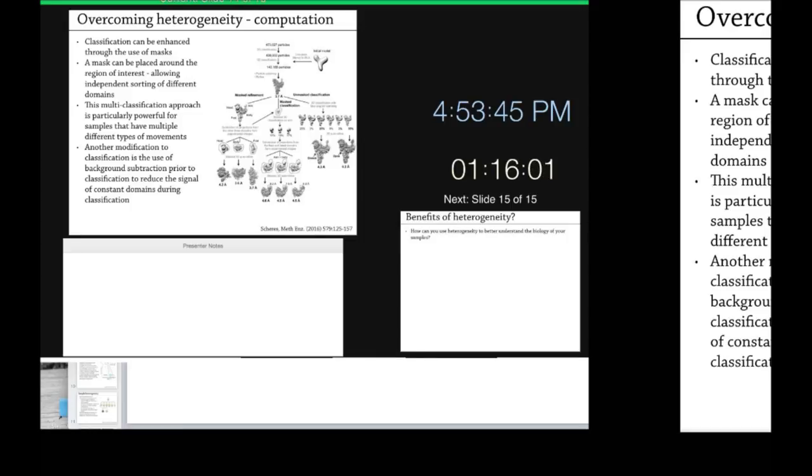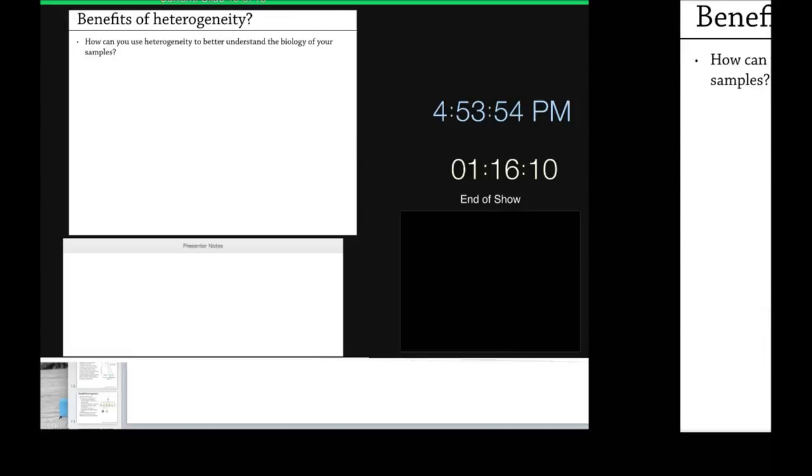So this is just a little bit more multi-classification, using masking, and then background subtraction. These are the approaches that they used there. And then the thing that I wanted to end on, and I think we've started this conversation, is how can you use heterogeneity to better understand your specimen? And this goes back to your question, can you classify the fraction of particles that belong to a particular state in different ligand states, different pH, whatever it may be that you think might be able to manipulate your particle population? But what other sorts of information can you get from heterogeneity?